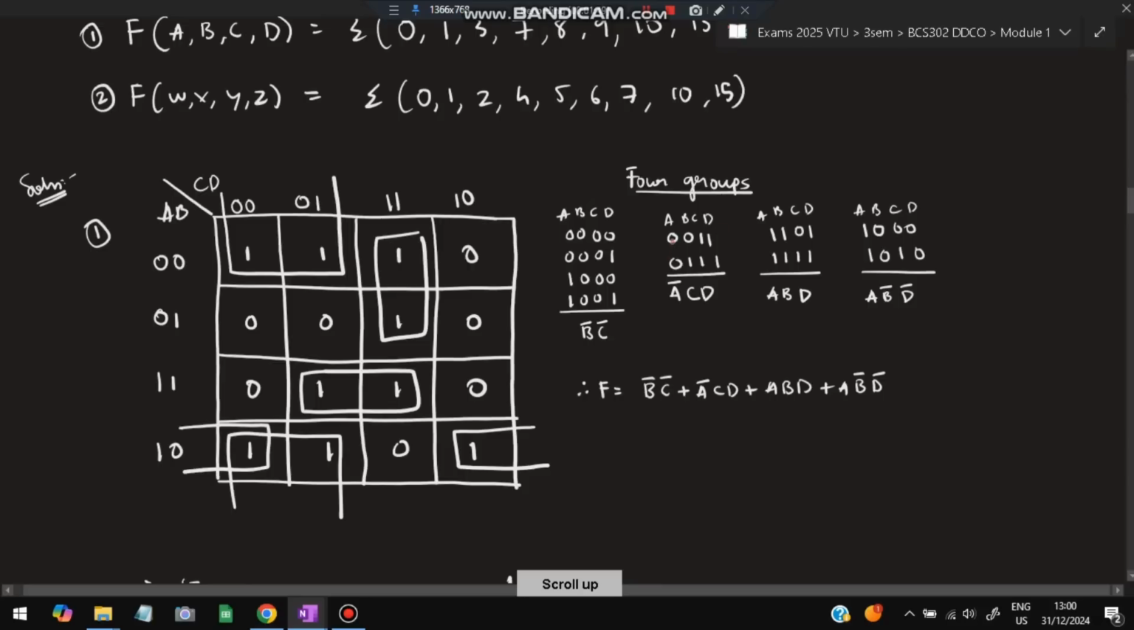In this case, a bar, b is changed, c I'll be writing as such, d also I'll be writing as such because 1 is there. A, I'll be writing as such. B, I'll be writing as such. C is changing, will not consider. D, I'll be writing as such. Here, A, I'll write as such. B, I'll put a bar. C, I'll not take. D, I'll put a bar.